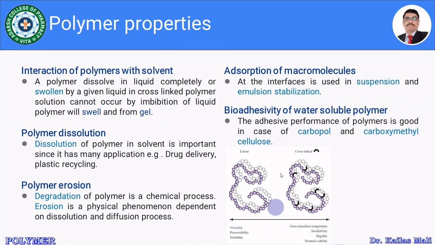If we cross-link the linear polymer, there is a change in properties like glass transition temperature, swellability, rigidity and thermal stability of the polymer. These properties are going to be enhanced, improved, when we cross-link the linear polymers. I have adopted this figure from Physical Pharmacy by Martin. There is one specific chapter given on the polymer. With this we have finished the polymer properties.